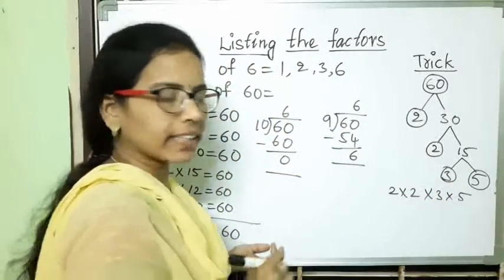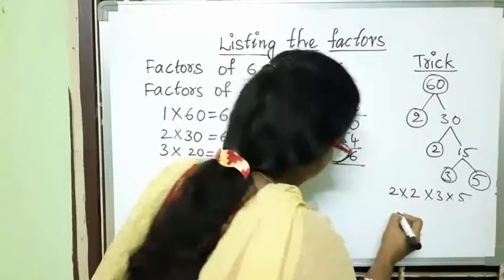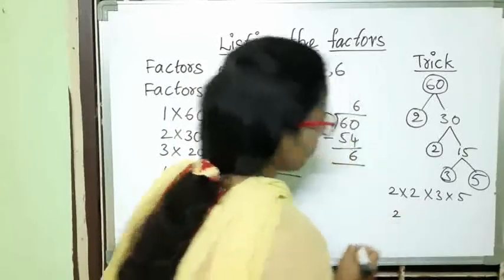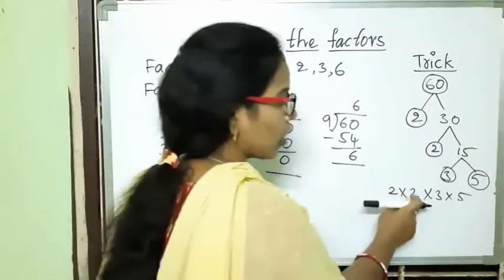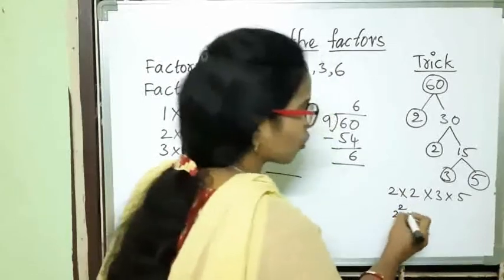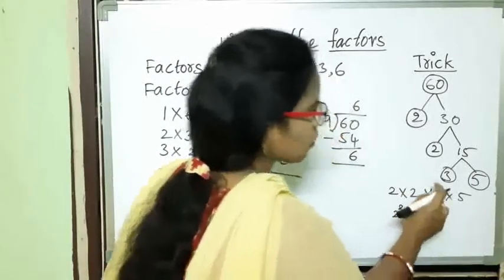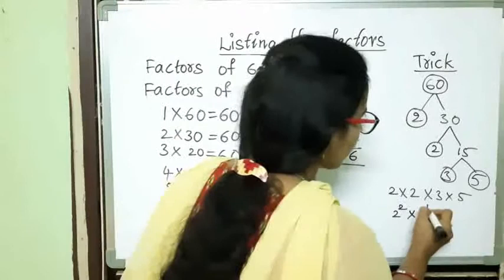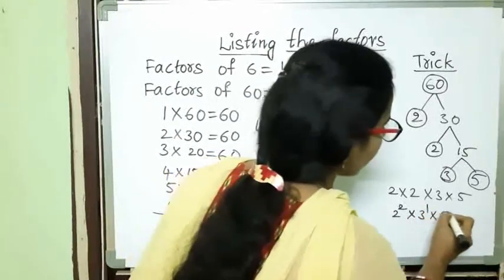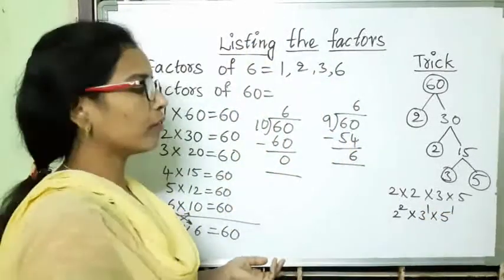I am going to write this prime factorization in exponent form. 2, how many times we got 2? 2 times. So 2 power 2 into how many times we got 3? Only 1 time. So 3 power 1 and 5 only one time, so 5 power 1.